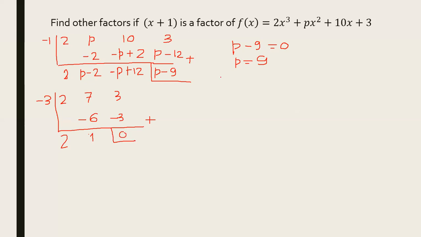It means the factors of this function are, first, x plus 1. Secondly, x plus 3. And the last is 2x plus 1. So there are 3 factors of this function, while p equals 9.